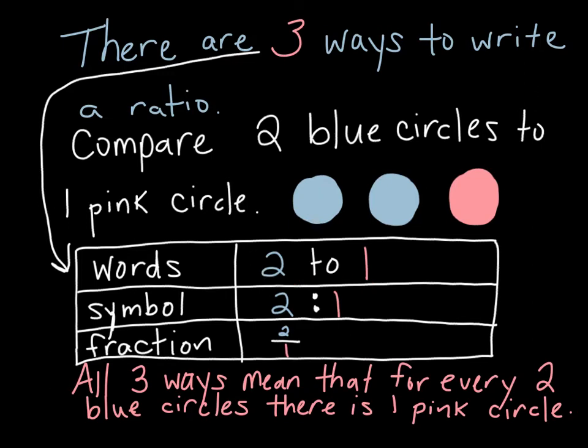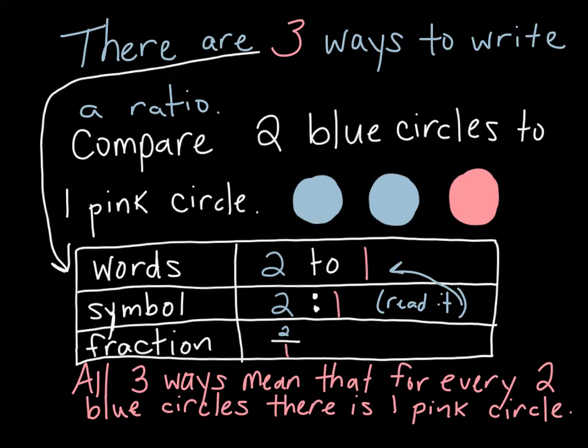You can use a symbol, and remember this symbol here is called a colon, and so you could write 2 to 1 as a symbol using the colon, and you would still read it the same as you do up here. So you would read it like this still, the word form. And then a fraction form, which we'll definitely get some experience with in this chapter, is 2 to 1.